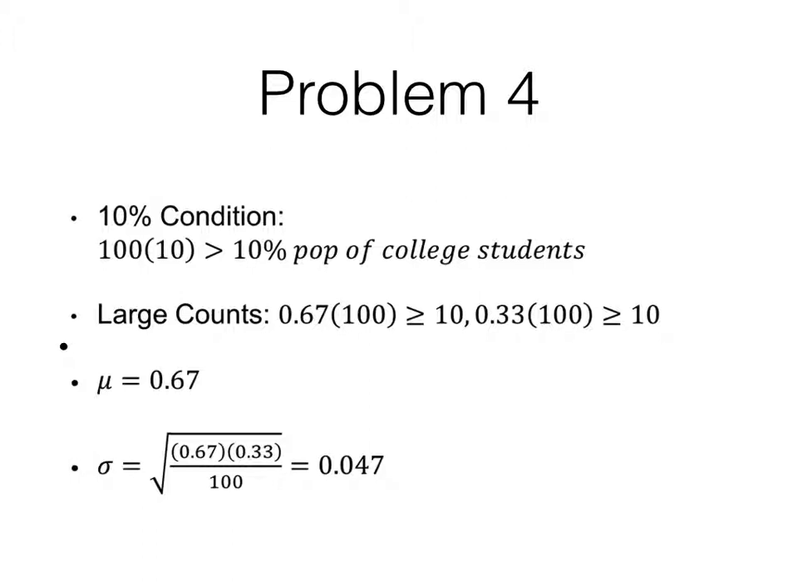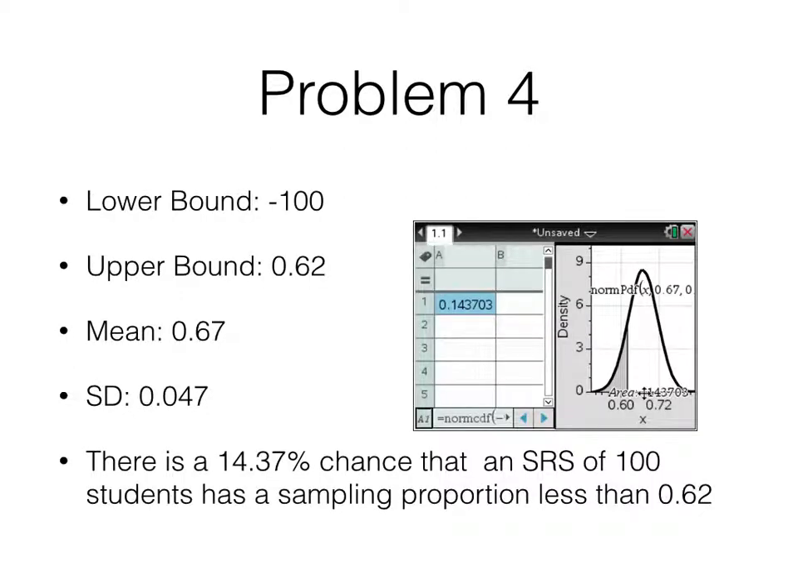Again, check your conditions. 100 times 10 should be less than 10% of the population of college students. The large counts check out again, and our mean is 0.67, and our standard deviation is 0.047. Plug that into your calculator. Because you're looking for less than 0.62, your lower bound is going to be the really big negative number, then the mean and standard deviation, and so we get 0.041437. There's a 4% chance that an SRS of 100 students has a proportion less than 0.62. Pretty cut and dry. This is really how you would do each one of these sampling proportion problems.